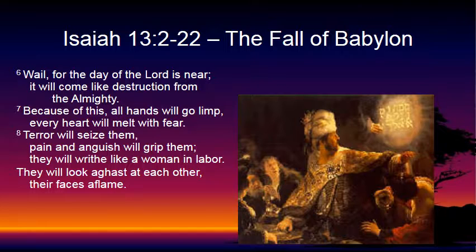And then verse 8 really explains that even more. Terror will seize them. Pain and anguish will grip them. What is the terror going to be like? It's going to be painful even. Those two lines basically say the same thing. They will writhe like a woman in labor. So describing one of the most severe types of pain that everyone in the ancient world would know about. They had all been around women having babies and knew how much that hurt. So this terrible pain that they're going to suffer.